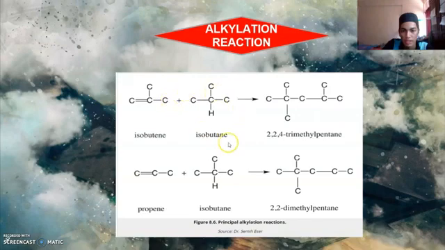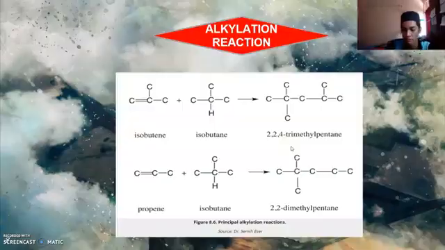This is the alkylation reaction. First is the reaction between the olefins and the isoparaffin, which will result in isooctane. Same as below, it is olefin and also isoparaffin. So a different olefin will result in a different product based on the quality. So the quality is also different.